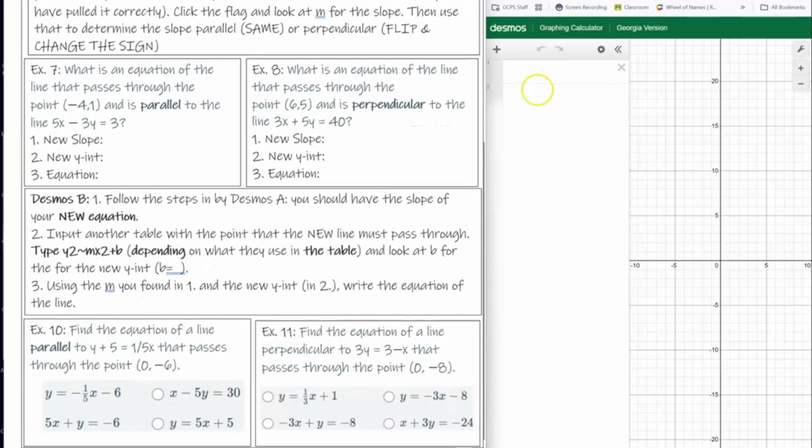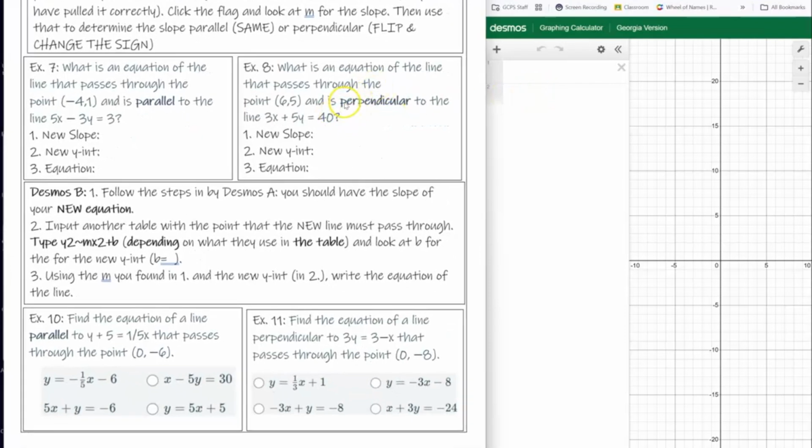So again, I'm going to do one, you do one. So I did the perpendicular one last time, you do the parallel one. All right, so I think I'll stick to that same thing. So my question says, what is the equation of a line that passes through this point and is perpendicular?